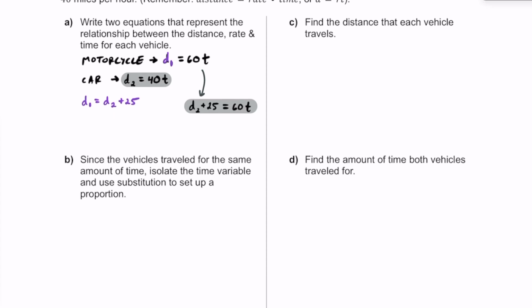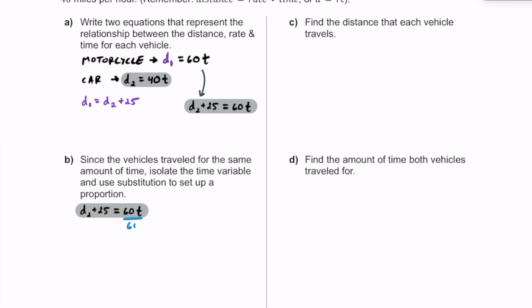All right, let's check out part B. Since the vehicles traveled for the same amount of time, isolate the time variable and use substitution to set up a proportion. So this is our equation for the motorcycle, and it says to isolate this t variable since we are told that they are traveling for the same amount of time.